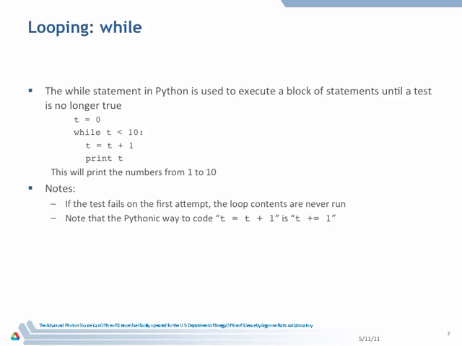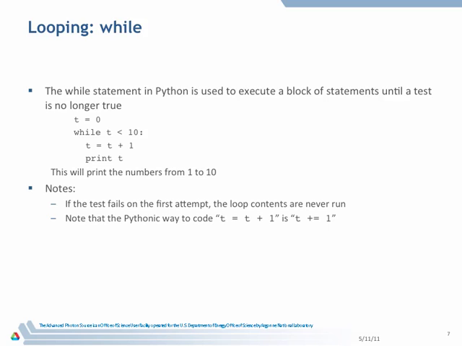So t starts out as 0. I then increment t, and note that you'll never find this written as t equals t plus 1 by anybody who's been using Python for a while, because they'll write it as t plus equals 1. But I wanted to make sure you followed this. So t equals 0. This tests as true. t is less than 10. So t gets incremented here. I print t, so t will start out as 1.